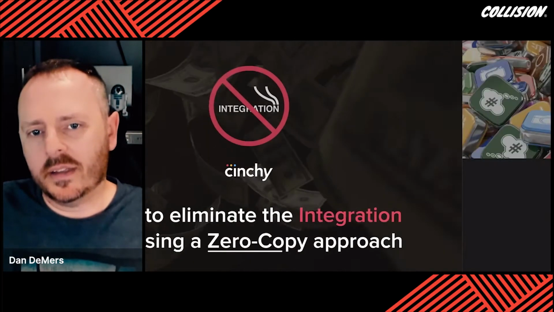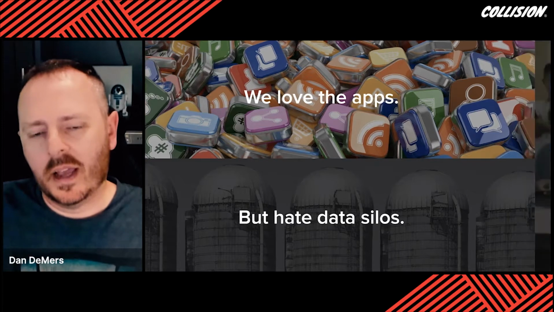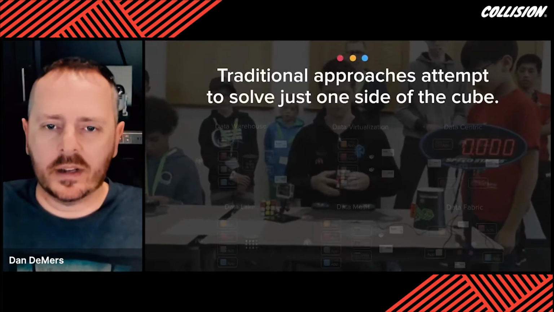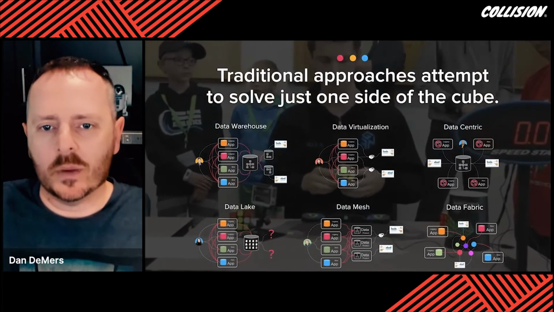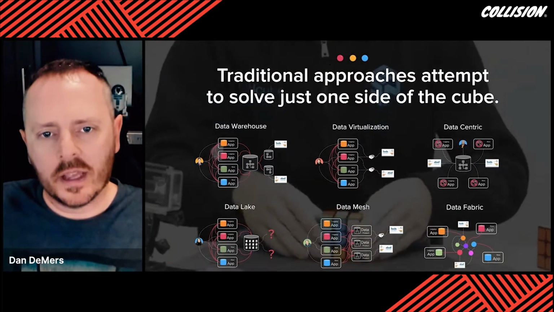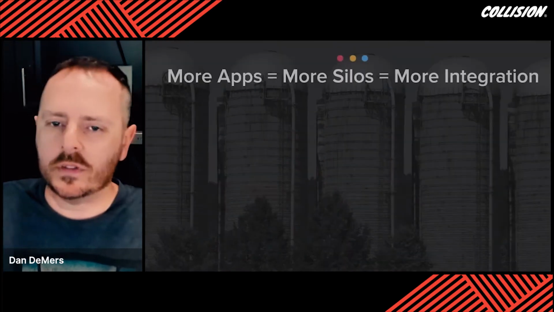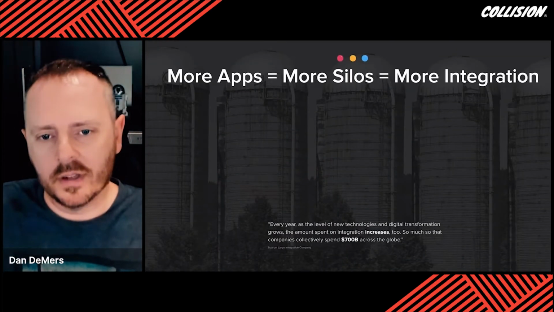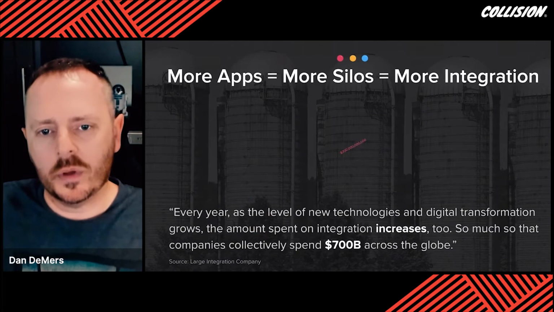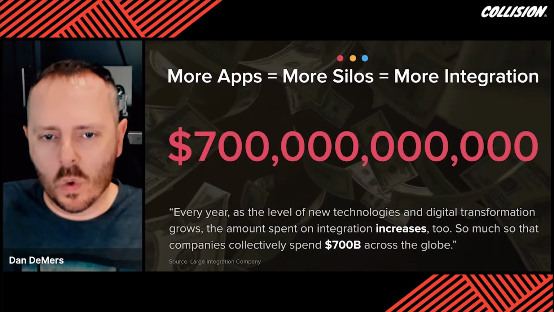So today, in the enterprise, everyone loves applications, but nobody likes data silos. And the traditional approaches to data architecture don't solve the data problem. They don't remove the complexity. They solve for the symptoms, looking at really just a single side of the cube. The more apps you have, the more silos. The more silos, the more integration. This is a $700 billion global problem, and every year it gets more expensive.